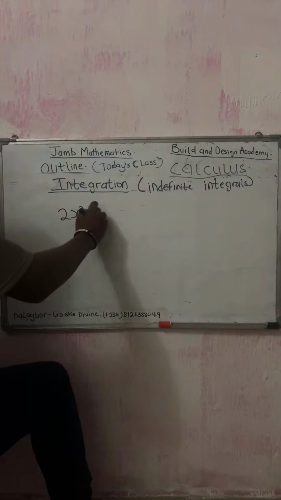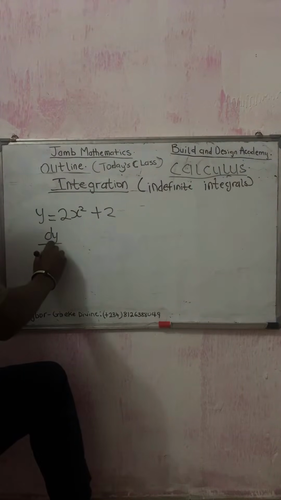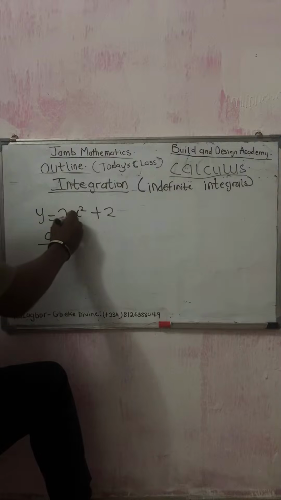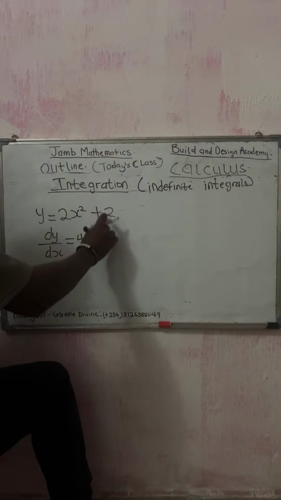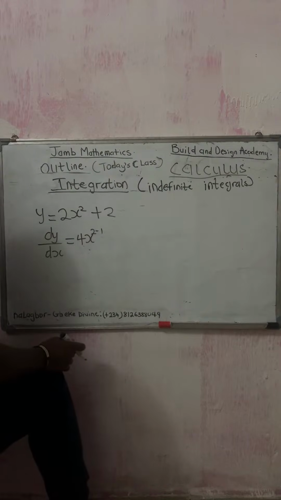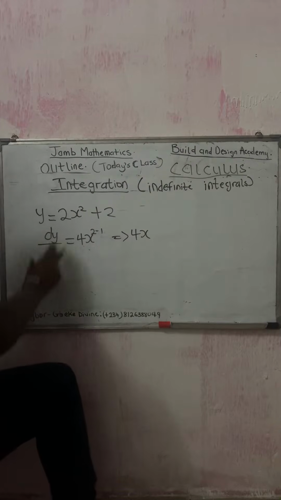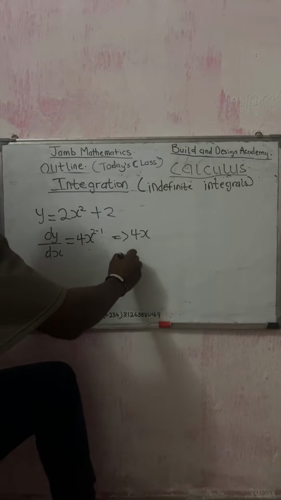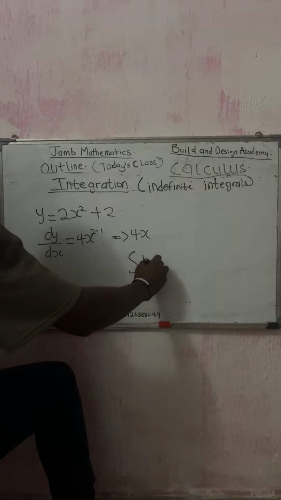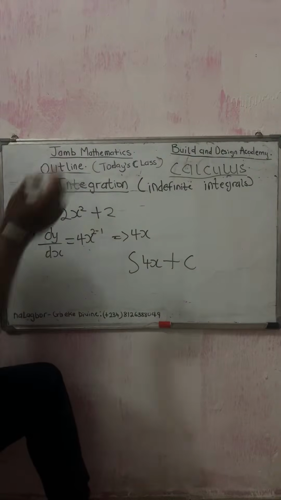y equals 2x squared plus 2. If we differentiate y with respect to x, we have 2 times 2x, which is 4x raised to the power 2 minus 1. If you differentiate the constant, it turns to 0. So we are left with 4x as our differentiated value. If we are to integrate this 4x, we add a constant c. This constant c is the value that we eliminated.